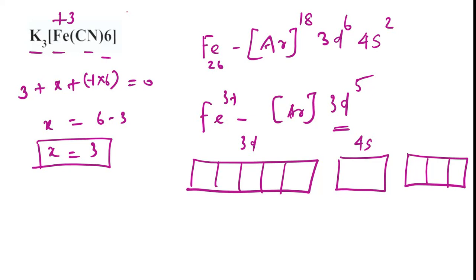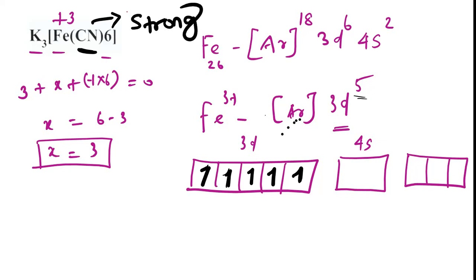So how many electrons are there? Totally 5 electrons are there. Let me fill like this. 1, 2, 3, 4, 5 electrons. Here what is the ligand present? CN. CN is what type of ligand? This is a strong ligand. CN is a strong ligand.